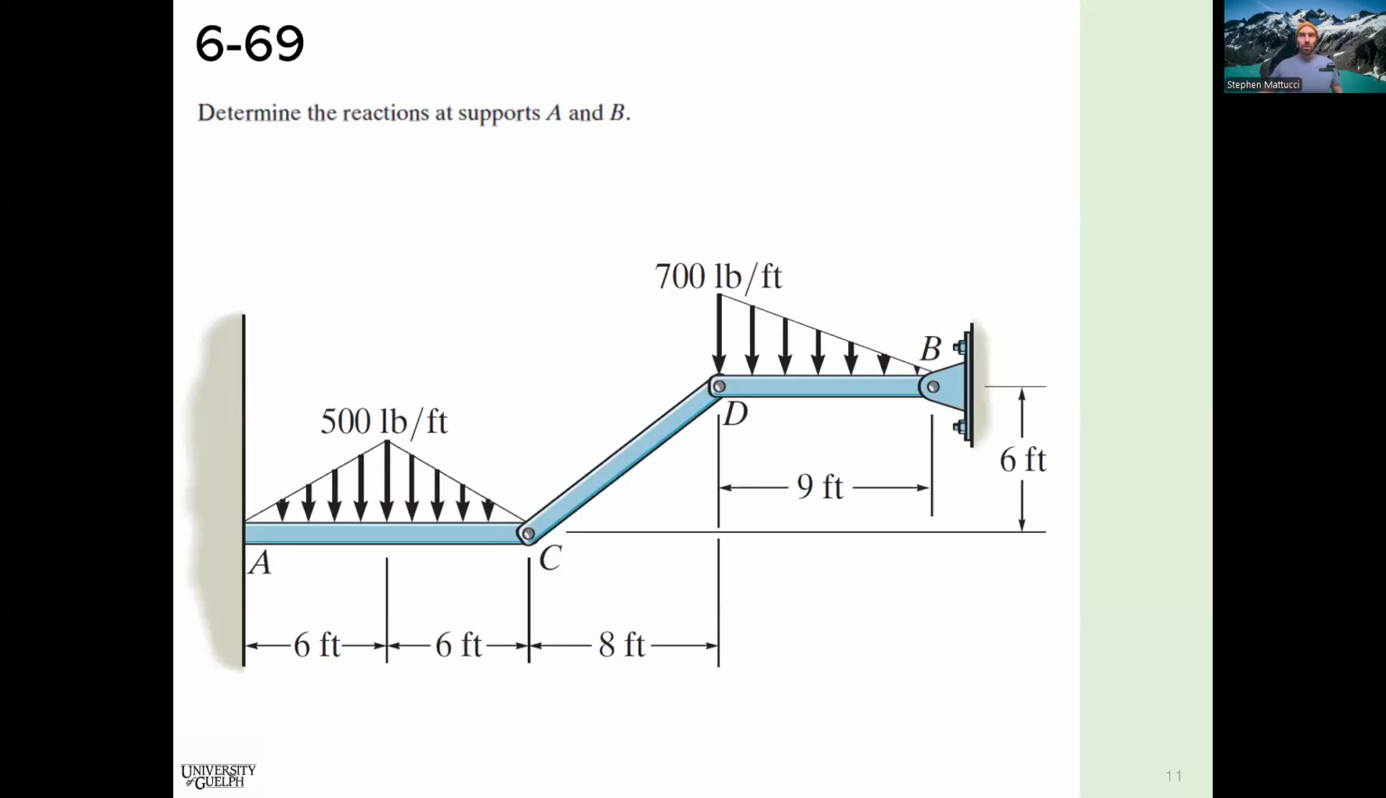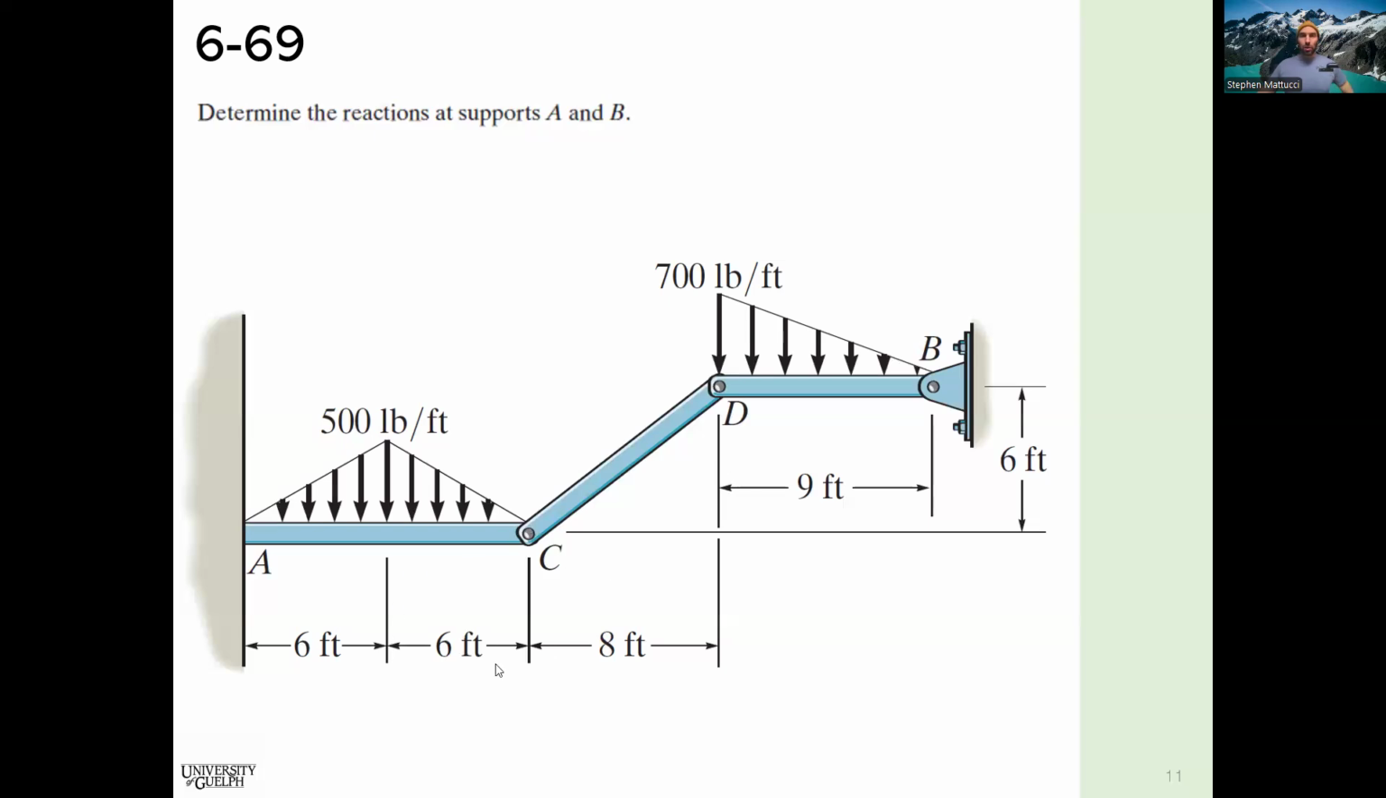Hello and welcome. Right now we're going to be doing problem 669. So this is another frame and machine problem. And we can see right away that this looks like we've got three members to this system with different loads being applied to them. So we should be able to recognize right away this is going to be a frame and machine problem because there are these distinct bodies that are connected at these various spots.